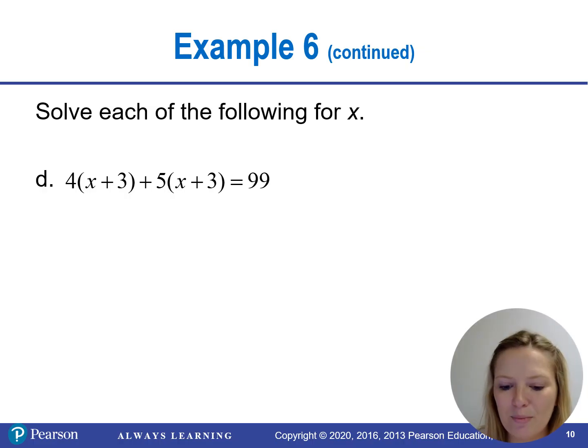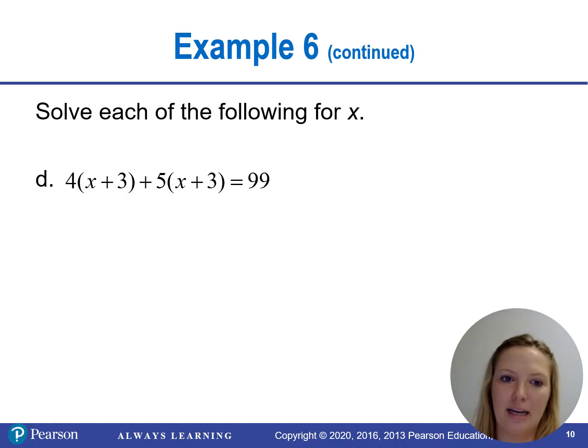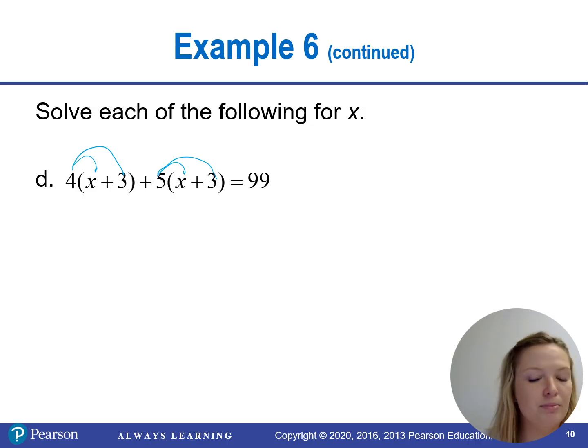Okay, here's one more example. So we have 4 times (x plus 3) plus 5 times (x plus 3) equals 99. There are a couple of different ways you could go about solving this. One option would be to start by first distributing across each of these multiplications and then combining our like terms and solving for x that way.